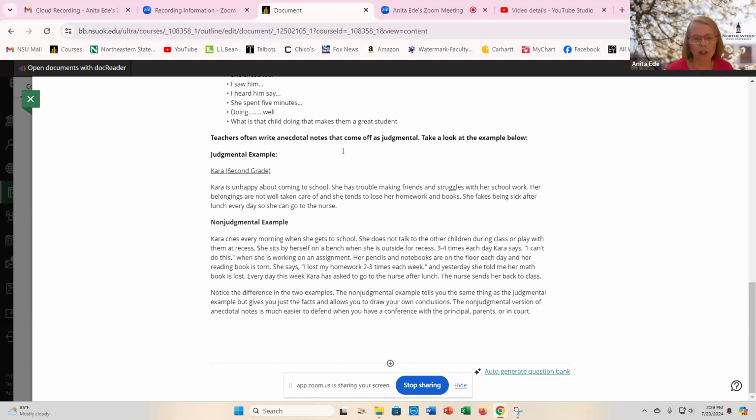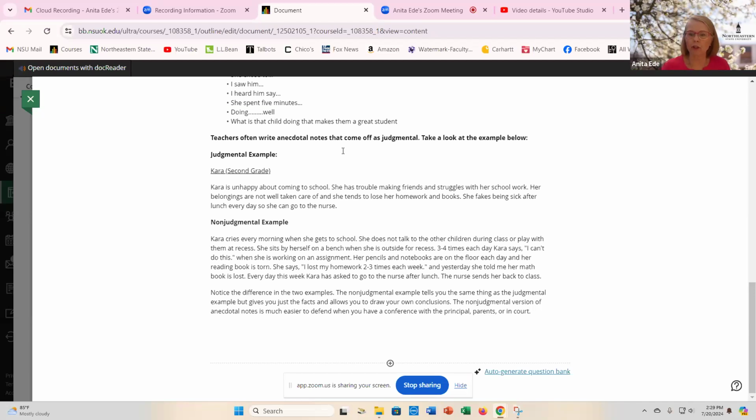Now, here's the non-judgmental example. Kara cries every morning when she gets to school. That's pretty clear. It's every day and it's crying. It leads me to the decision as the reader that she's unhappy. She does not talk to the other children. Again, that is not a judgment. That's an observation that she's not talking to the other children during class or playing with them at recess.